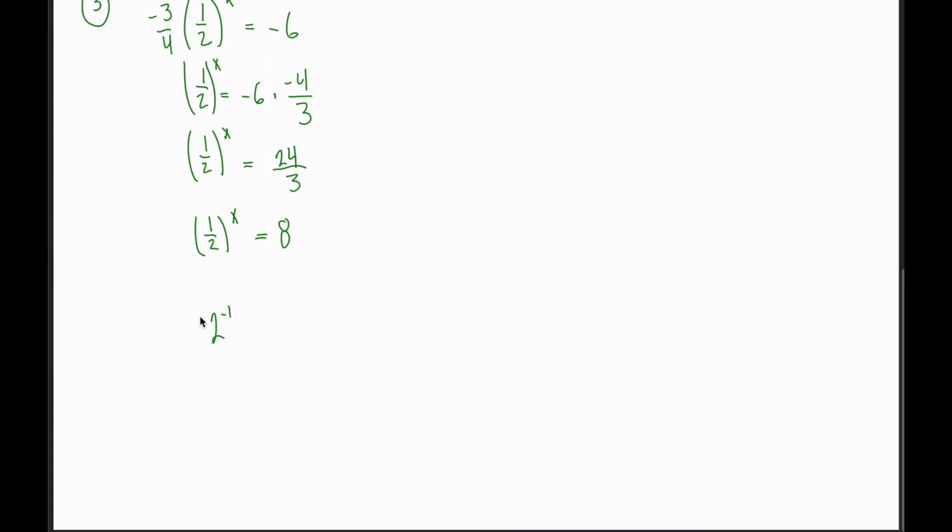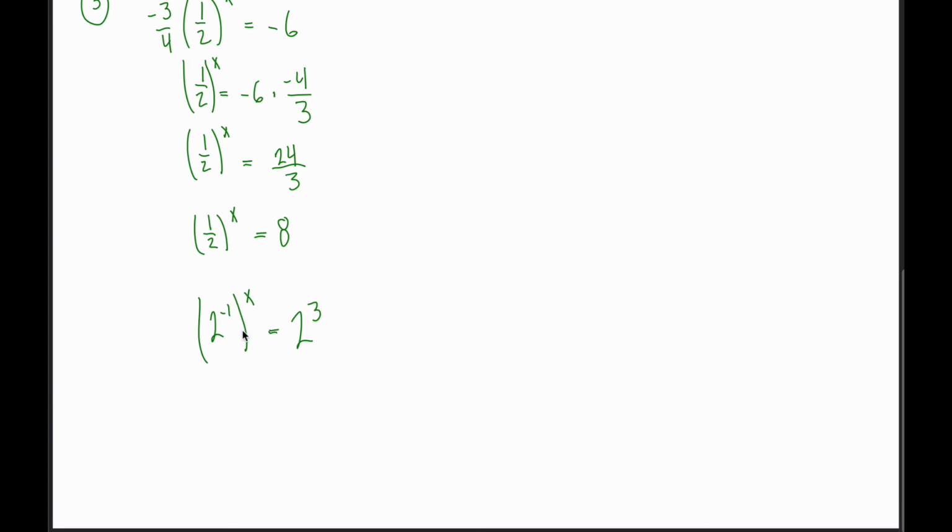2 to the negative 1 power is the same as 1/2. So I can rewrite 1/2 to the x as 2 to the negative 1 to the x. And 8 is the same as 2 to the third power. So I can rewrite this side of the equation this way. And when I raise exponents up to exponents, I multiply them together. So I get 2 to the negative x is equal to 2 to the third. And now that I've equated the bases, I can equate the exponents and say negative x equals 3, and therefore x is equal to negative 3. Oh yeah, that makes sense.